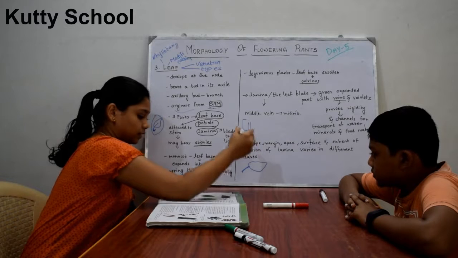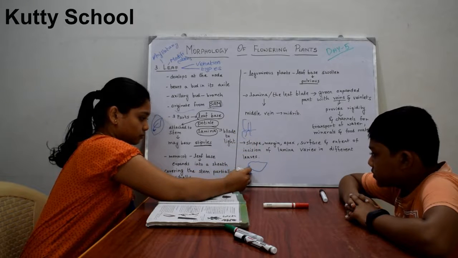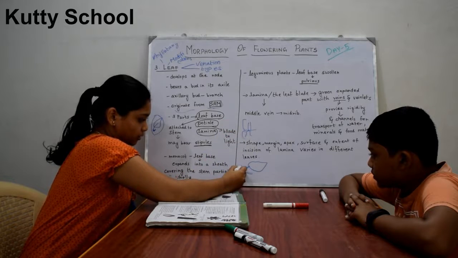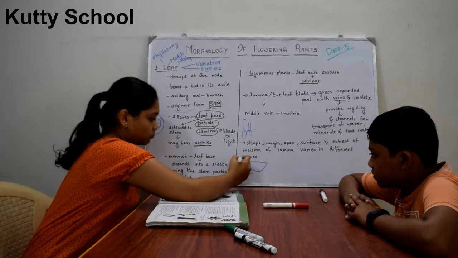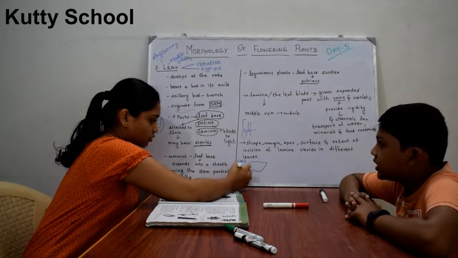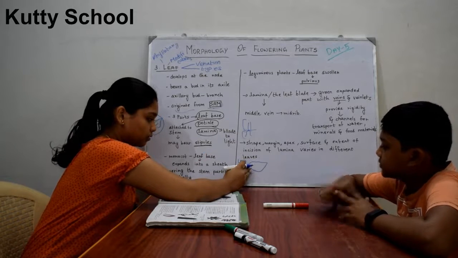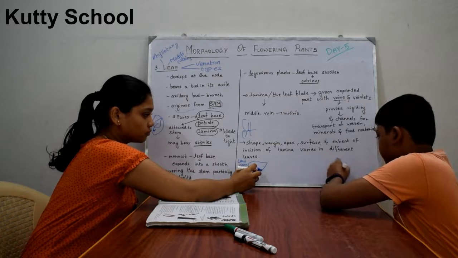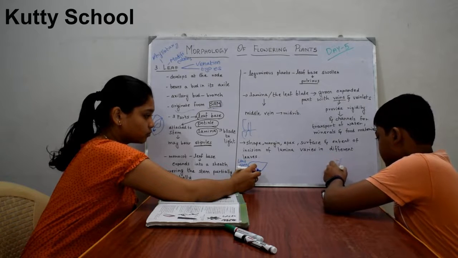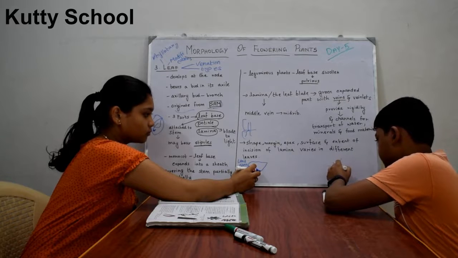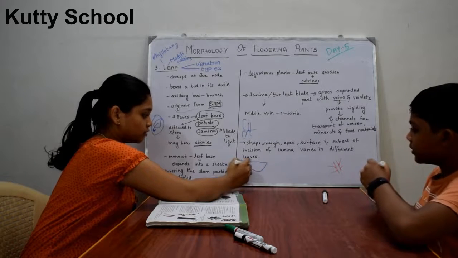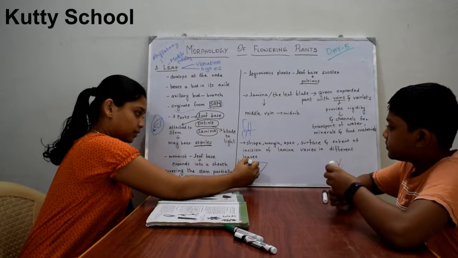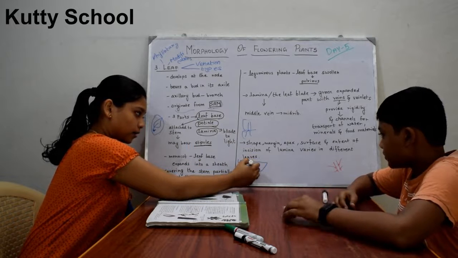If a leaf is like this, this one is known as the leaf base. This is the leaf base. Correct. So this one is the leaf base, and the petiole and the blade, this green part, are the other parts.